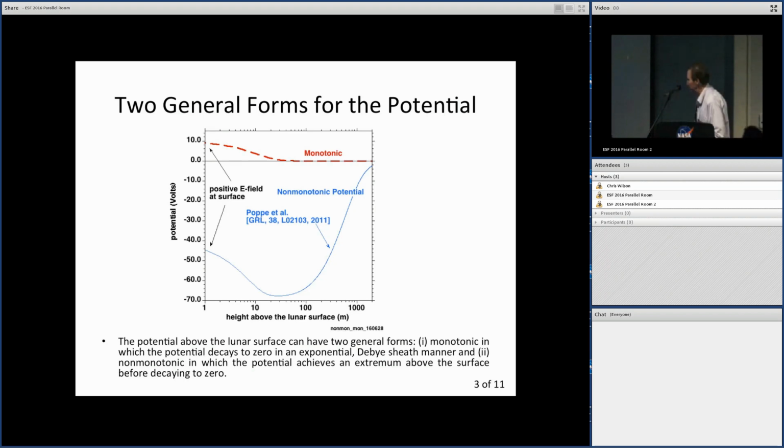The non-monotonic potential, shown in blue at the bottom here, for that potential, the lunar surface has a negative potential. It reaches an extremum at some distance above the lunar surface, and then decays asymptotically to zero at larger distances from the lunar surface.